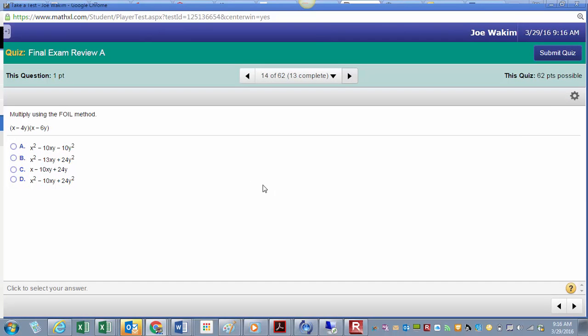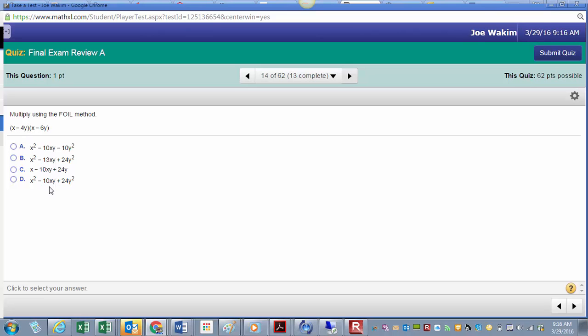First one. Again, we have to FOIL. X times x, x squared. So all of them have x squared except c. So c is gone. Minus 6xy minus 4xy, that's negative 10xy.